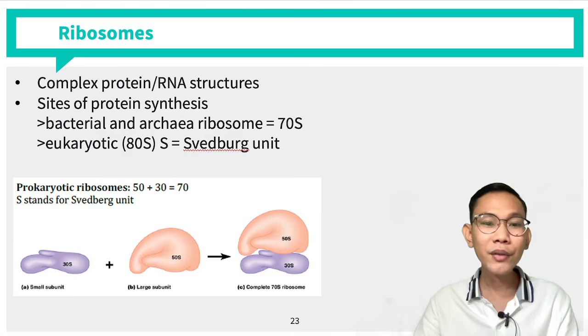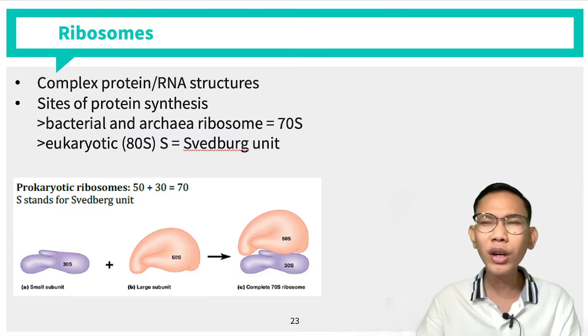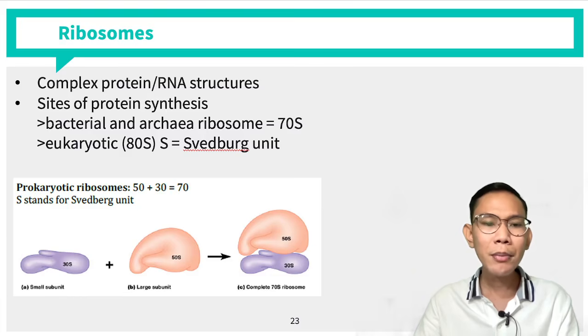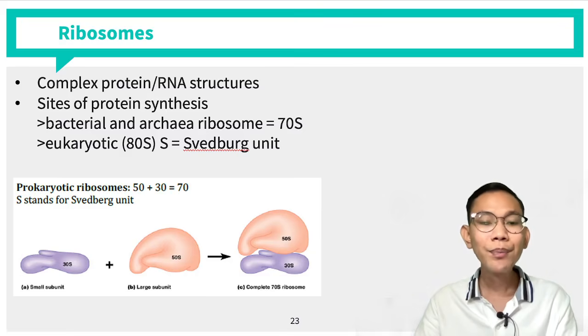Tinatawag natin, the S part of your ribosome is actually Svedberg. So later on we will understand what Svedberg is all about. Sige. Again, your prokaryotic ribosome, tingnan nyo, the complete ribosome is 70S. And remember, your ribosome could have a small subunit and a large subunit. The small subunit of your prokaryotic cell or bacteria is 30 Svedberg. The large subunit is 50S, but the complete is a total of 70 Svedberg.